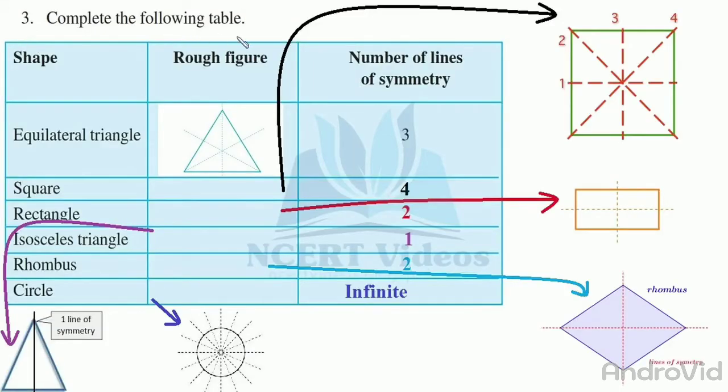Question 3rd. Complete the following table. So shape, rough figure and number of lines of symmetry are depicted here. First one is given, equilateral triangle. As we have studied, it has 3 lines of symmetry as shown in the figure. So we write 3 for it. Similarly, we will do for square. This is your square. So square has 4 lines of symmetry as represented here. So 1, 2, 3, 4. Therefore, we write the number of lines of symmetry for square equal to 4.